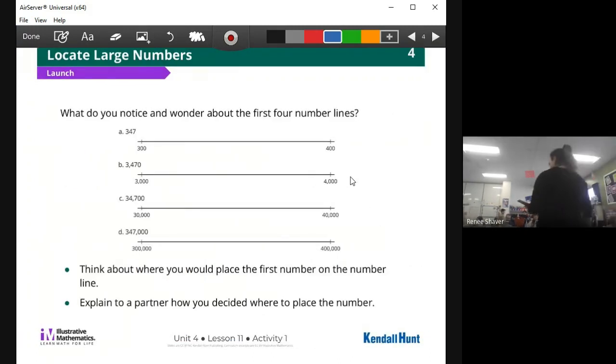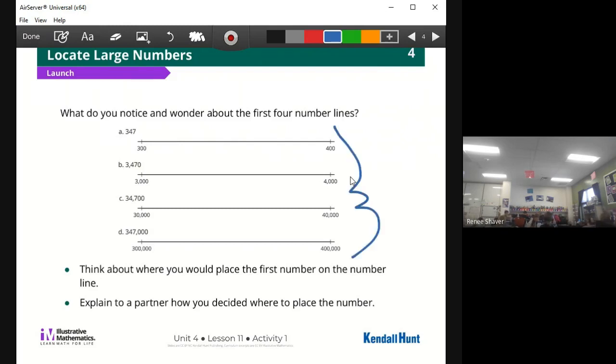Okay. All right. Turn the page in your workbook. We're gonna look at activity 1, and you guys can follow along. So it's just like our warm-up. So first of all, what do you notice and wonder about the first 4 number ones? Raise your hand. What do you notice? What do you wonder? That's it.